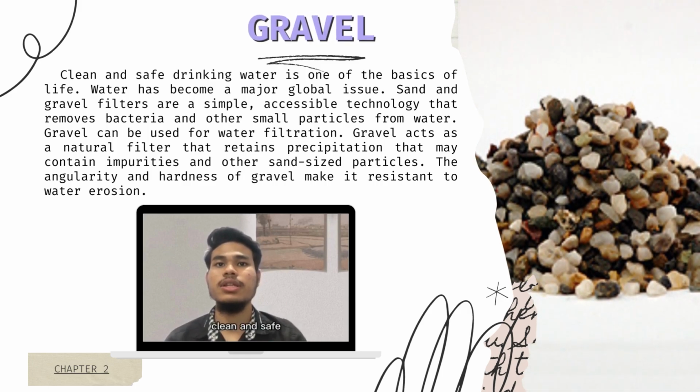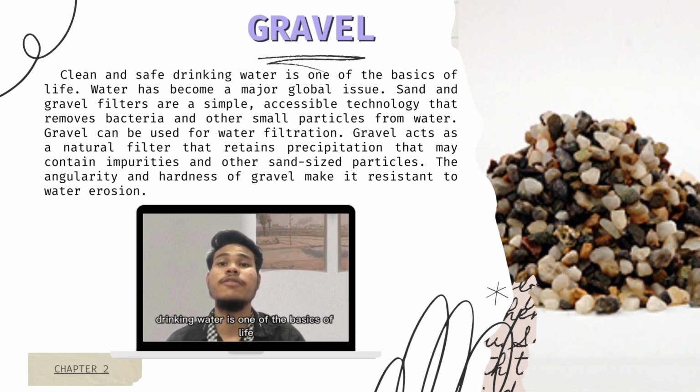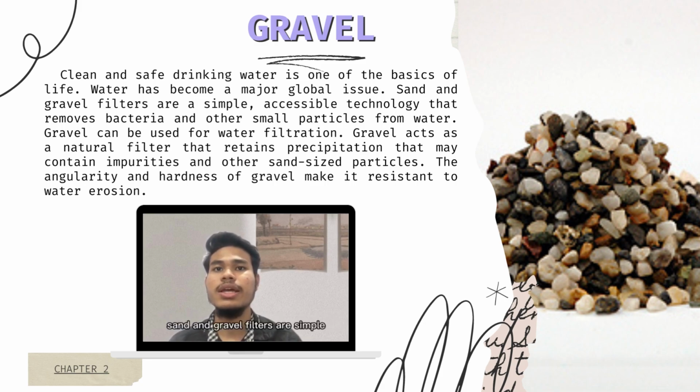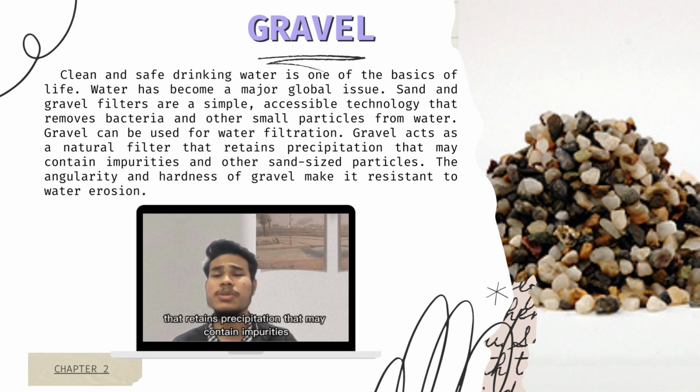Next, gravel. Clean and safe drinking water is one of the basics of life. Water has become a major global issue. Sand and gravel filters are simple, accessible technology that remove bacteria and other small particles from water. Gravel can be used for water filtration. Gravel acts as a natural filter that retains precipitation that may contain impurities and other sand-sized particles. The angularity and hardness of gravel make it resistant to water erosion.